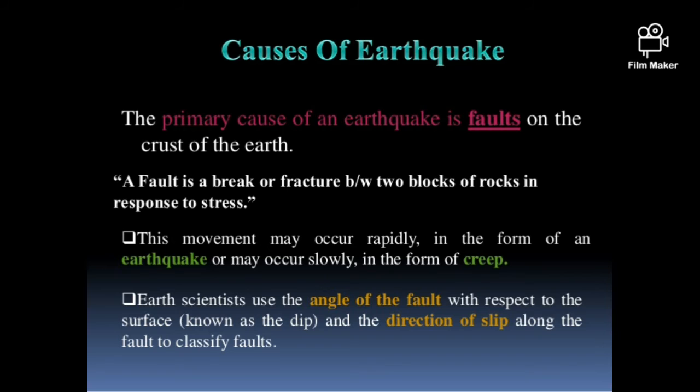Causes of earthquake. The primary cause of an earthquake is faults on the crust of the Earth. A fault is a break or fracture between two blocks of rocks in response to stress, and this movement may occur rapidly, in the form of earthquake, or may occur slowly, in the form of creep. Earth scientists use the angle of the fault with respect to the surface, known as the dip, and the direction of slip along the fault to classify faults.